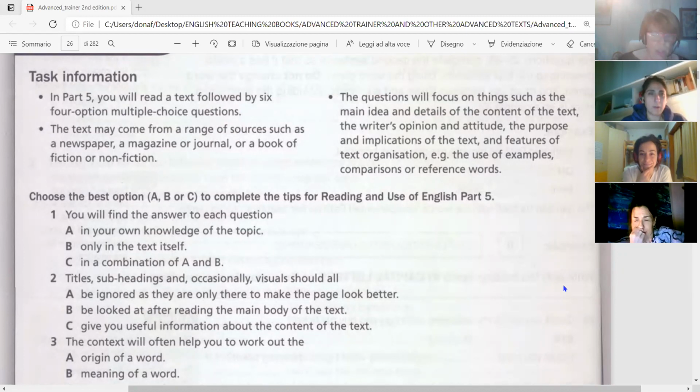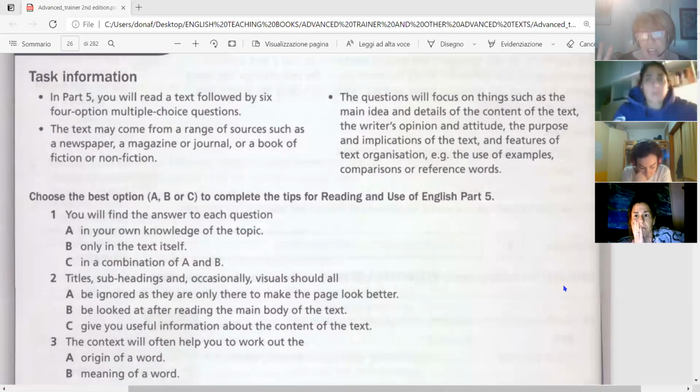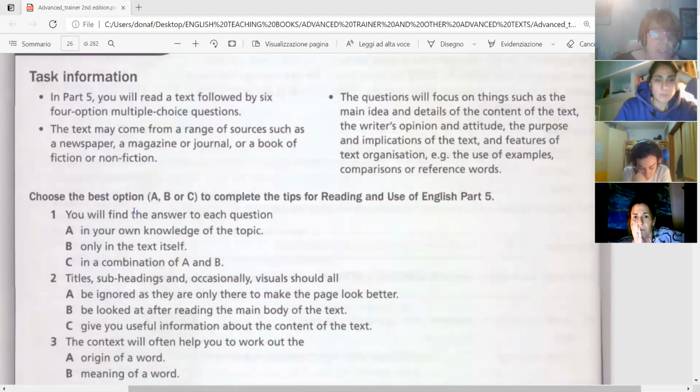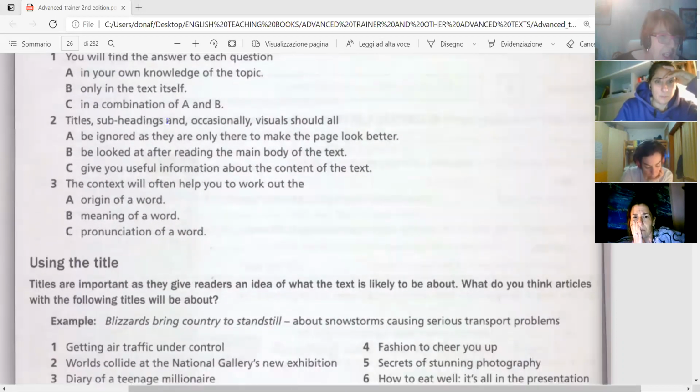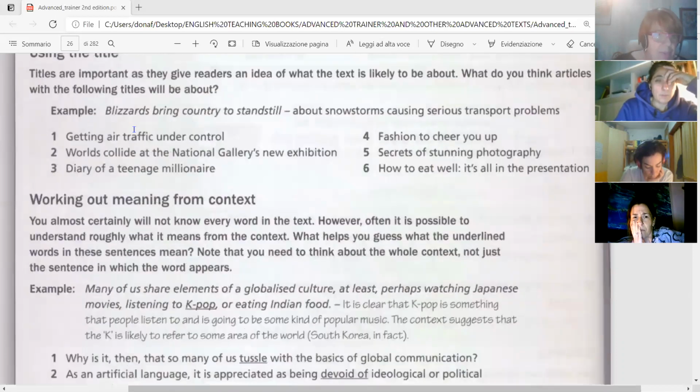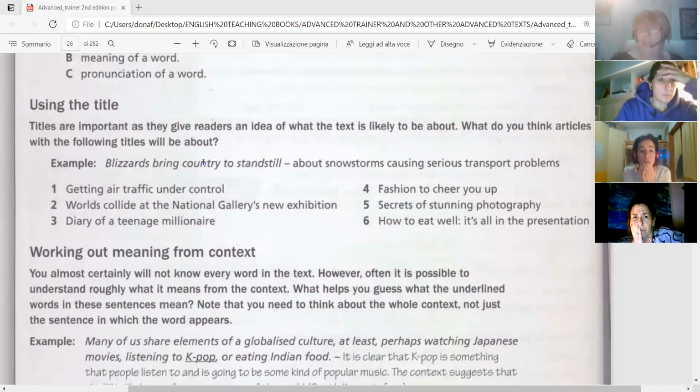Anyway, we are on to our advanced book, and we are in part 5 of the reading and use of English. Now let's try to choose the best option, A, B, or C, to complete the tips for reading and use of English part 5. Using the title. Titles can be as important as the topic, because they give you so much information that you have to be very careful with it.